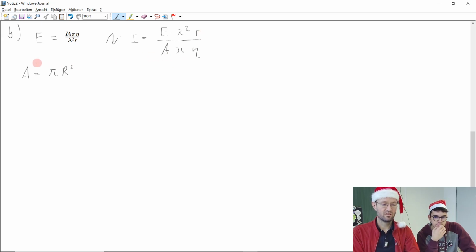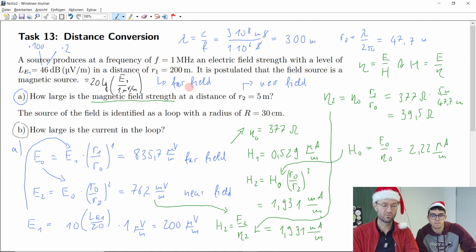Okay, so we can take our area, insert the area over there, and then we need to decide for a certain field strength, and of course what we can use is, this is far field, and this is also far field, what we calculated here.